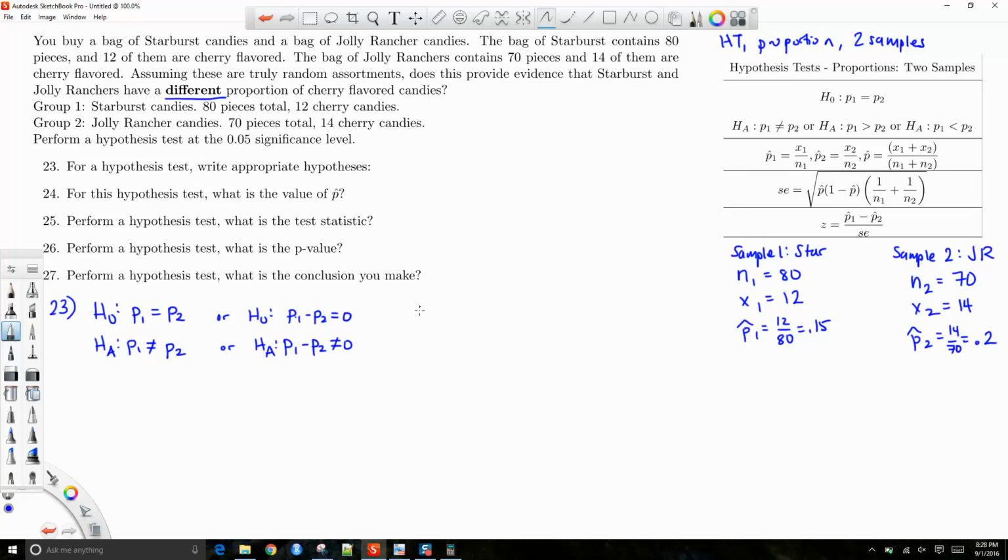As far as 24 goes, we're looking for our overall P hat, which is going to be X1 plus X2 quantity over N1 plus N2. So here I've got 12 plus 14 over 80 plus 70. I get 26 over 150. And that gives me a P hat of 0.1733.